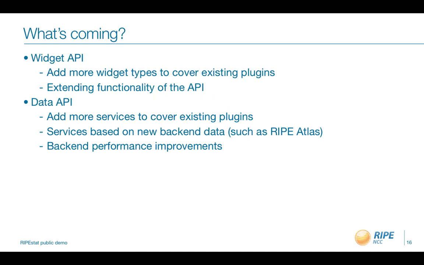We also wish to include new data sources which might lead to new plugins. We're thinking about things like including RIPE Atlas data and some other things. This is something that we have in the pipeline. We want to continue with the backend performance improvements. We want to keep monitoring and keep seeing how we can do better in this area.